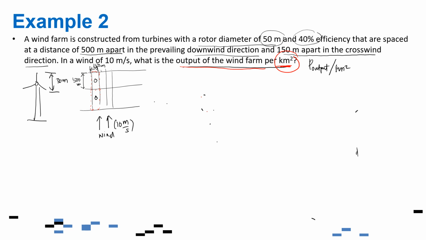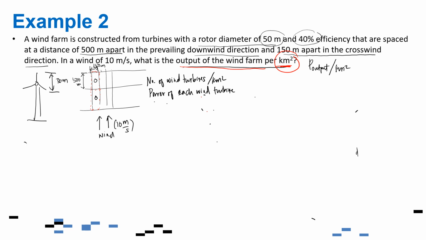So we need to identify first how many wind turbines there are, the number of wind turbines per square kilometer, and then we also need to know the power of each wind turbine, so that we can know how much the overall power of the wind farm is.